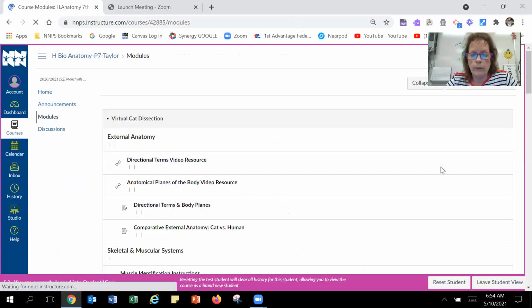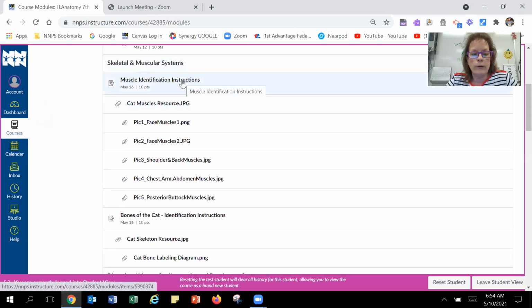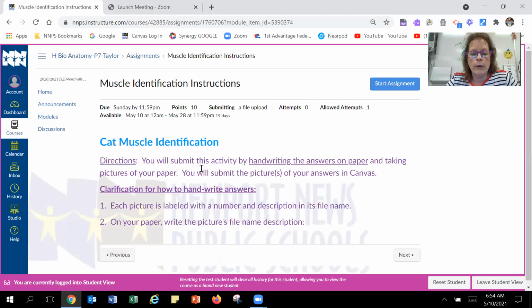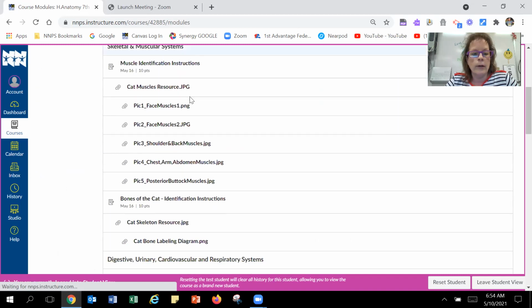Okay, let's move down to the skeletal. This one, you have your instructions, and this is where you're going to submit your work. But underneath that, there are several pictures. You're going to be handwriting your answers on a piece of paper. How are you going to handwrite your answers? Each of the pictures in the module has a number associated with it. See, right here: picture 1, picture 2, picture 3, picture 4, picture 5. You can see each one is a different part of the body. If you just number the pictures, that's fine.